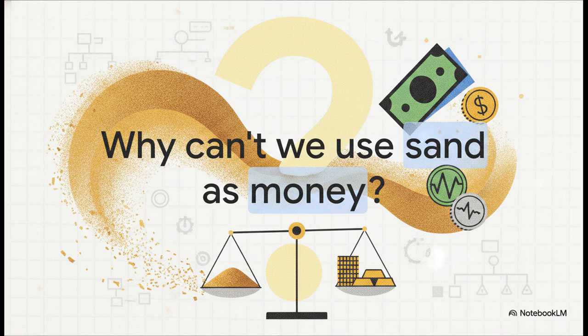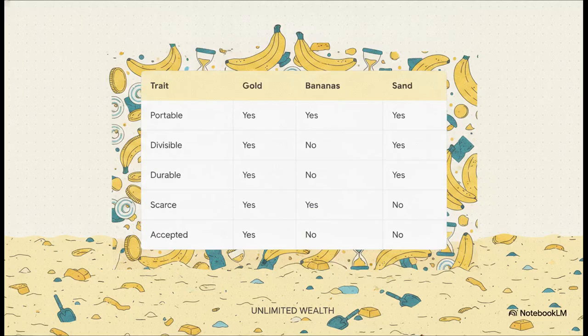Well, there are strict rules that dictate what makes good money. For something to actually work as money, it has to be portable, divisible, durable, scarce, and widely accepted. Gold succeeded historically because it ticks all these boxes perfectly. Bananas fail because, well, they aren't durable. And sand fails miserably because it isn't scarce. Think about it. If sand were money, everyone could just scoop up unlimited wealth from the beach, and it would instantly lose all its value.